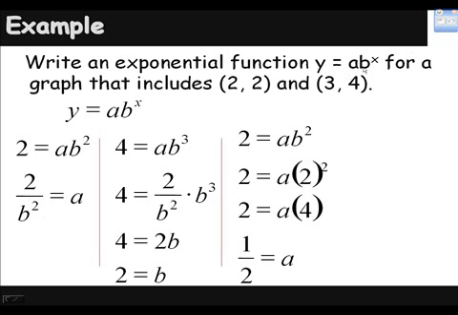So now we have to just write the function in this form. I know that a is a half, and I know that b is 2. So we'll just go ahead and write the answer. Y equals a half times 2 to the x. And there's our exponential function. It definitely contains these 2 points.